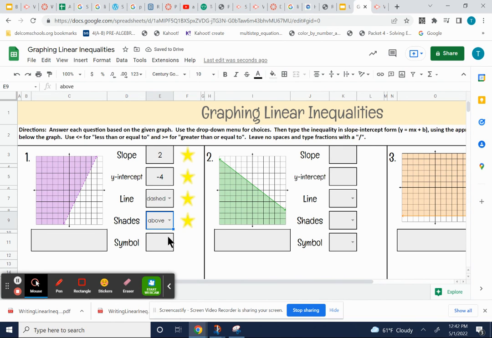If they're showing you a dashed line and everything above, that would mean you want to use greater than, just greater than, not greater than or equal to, because that would be a solid line. So you have the symbol. Now type in the inequality: y greater than, the slope goes in front of the x, and the negative 4 goes at the end. Let me know if you have any questions at all.